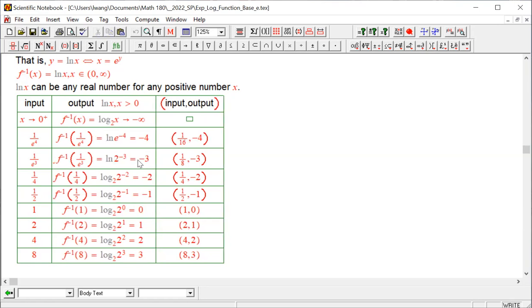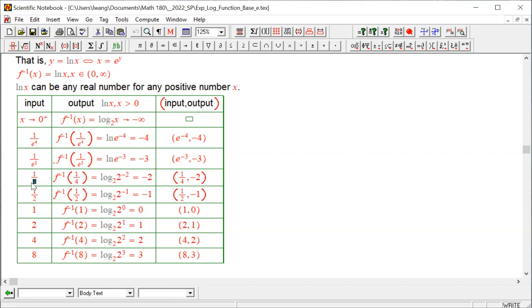So ln e to the power -3, the output is -3. Of course, here, this is going to be e to the power -4. Let's take our time to make these changes. So e to the power -3. You already see the pattern, right?